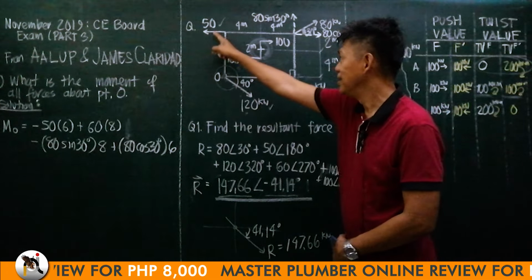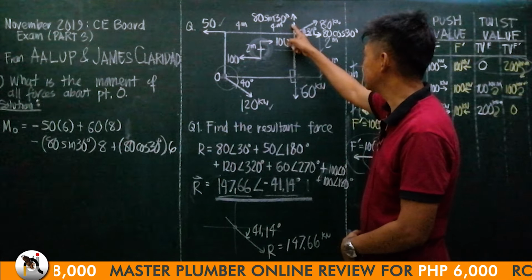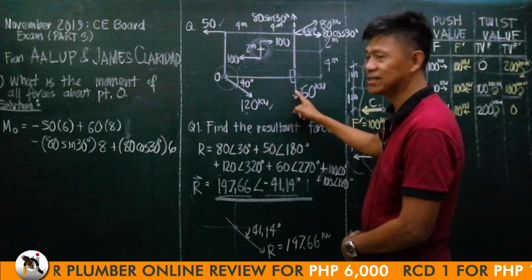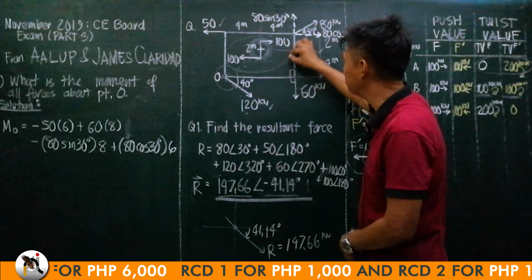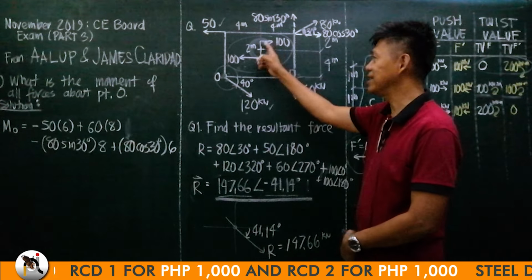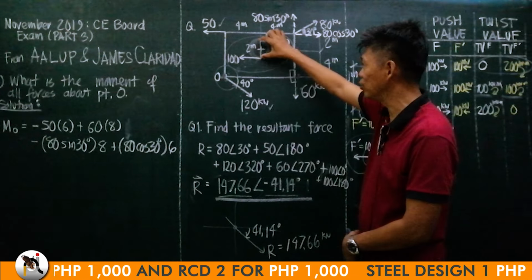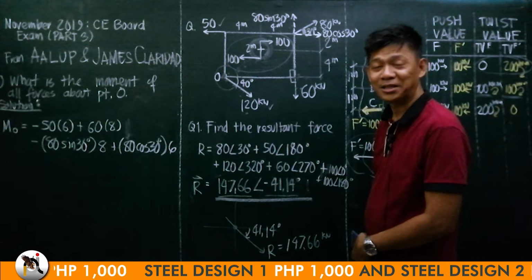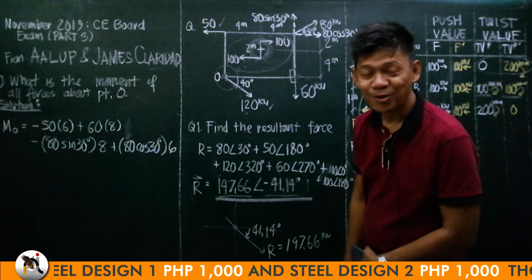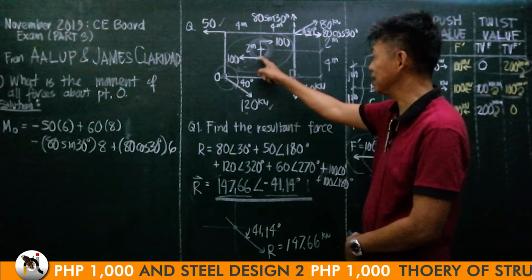Moment is 0. This, and this. There is one more. The moment of this 100 kilonewton, 2 meters apart about O. What is that moment? What is the twist value of this about O?